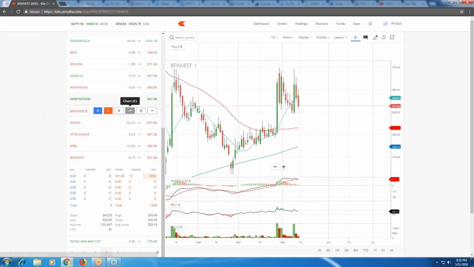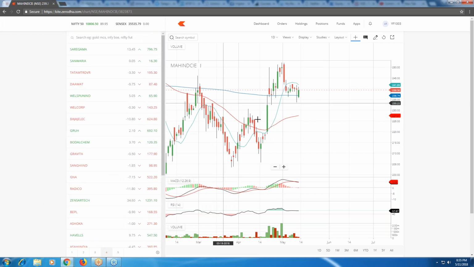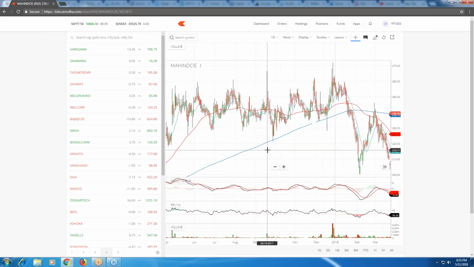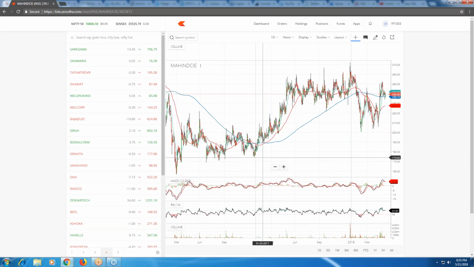So one of the stocks that I just had in my mind was, I just had a beautiful stock in my mind. I forgot while talking to you guys. It has taken exactly the same upward flight.